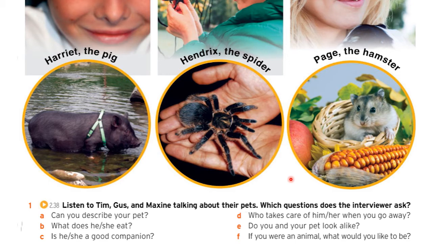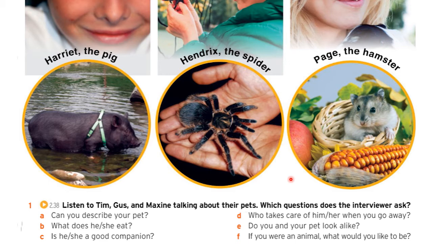Maxine. Can you describe your pet? She's very fluffy and very lovable. My boyfriend doesn't like her because she bit him. She doesn't like men. Is she a good companion? Yes, she's good company for me when my boyfriend goes away on business. And she enjoys doing the same things as me. She loves to sleep all day and party all night long. Do you and your pet look alike? I think that she's better looking than me. Who could resist those brown eyes? If you were an animal, what would you like to be? I am an animal.